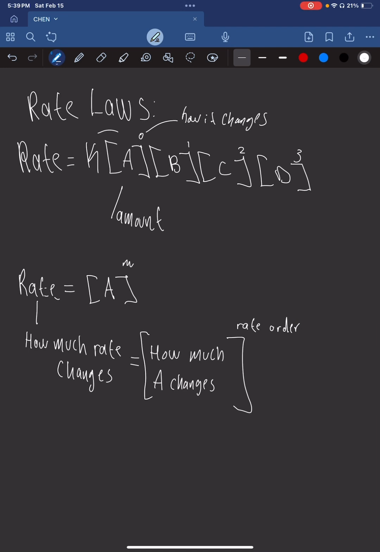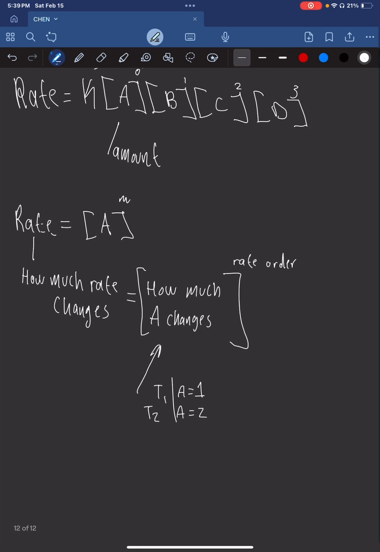So let's do an example. Let's say in a first trial and a second trial, we have 1A, and in the second trial, we have twice as much A. So how much has A changed here? Well, A changed by a factor of 2. It doubled. So A changed by 2.